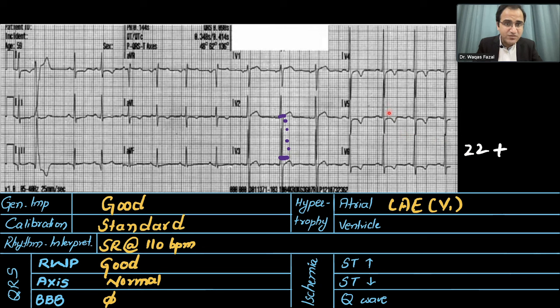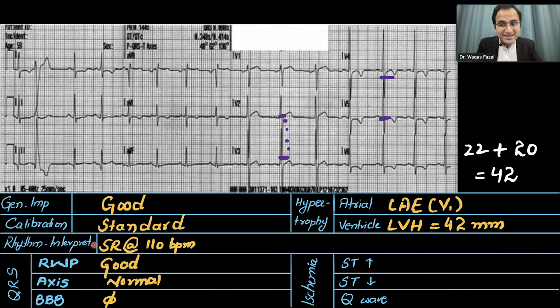Let's look at the R wave. We have the tallest R waves over here, and they are having 1, 2, 3, 4 large boxes. 4 multiplied by 5 is 20. 20 plus 22 is 42. More than 35 is left ventricular hypertrophy. So there is left ventricular hypertrophy, which is 42 millimeters.